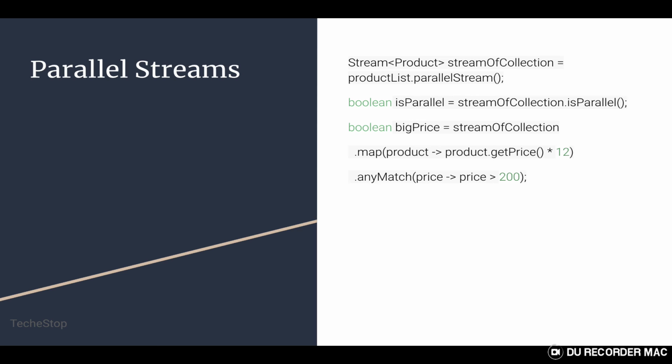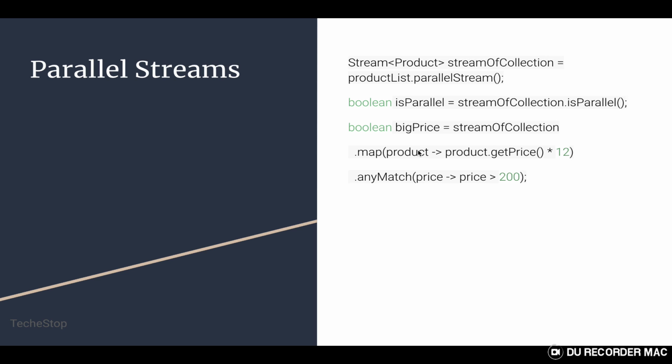But if you want to take advantage of that, then you can use parallel streams. And for creating parallel streams, we have a method present, which is dot parallelStream or dot parallel, and we can also check whether a particular stream is parallel or not through the isParallel method.